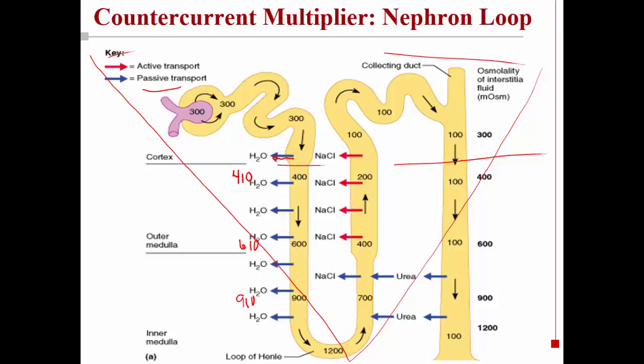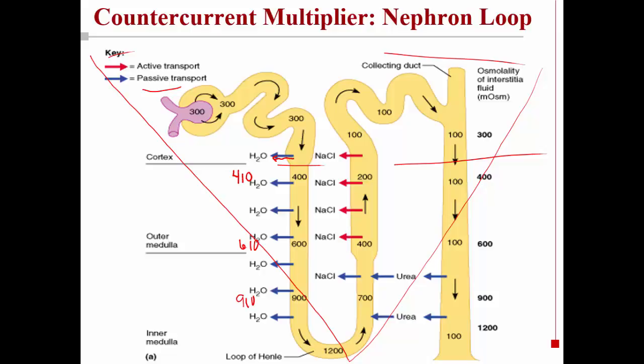Now, we're going to turn around and start heading up the ascending loop. Remember, the ascending loop is impermeable to water, but permeable to salt. So in this lower part, salt is moving out by passive transport. Well, why is it going to move out? Salt is moving by the process of diffusion, which is the movement from a higher to a lower concentration. So there must be lower levels of salt outside, and that's why it moves. As we move up, salt's going to be pumped out through active transport, but again, it's moving from a higher to a lower concentration.